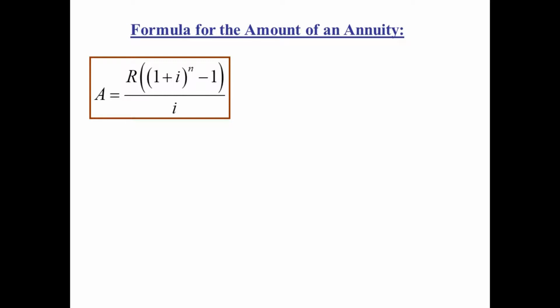The amount of an annuity A is R times 1 plus i to the n minus 1 over i. And this is what they all mean. R stands for the regular payment. In our previous example, that regular payment was $6,000. i stands for what it always stands for, the interest rate per interest period, and n stands for the number of investments. So in our previous example, there were four investments. So n would be 4.